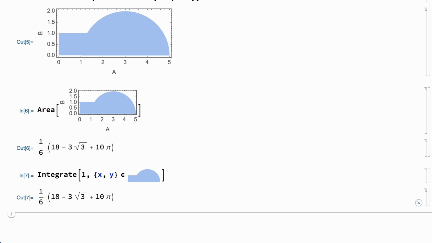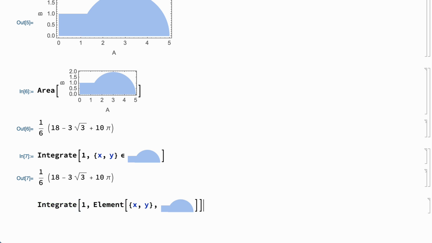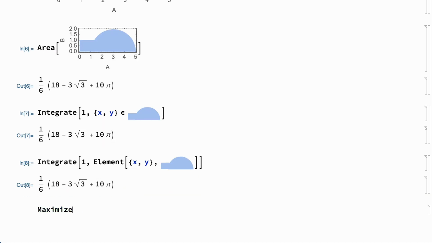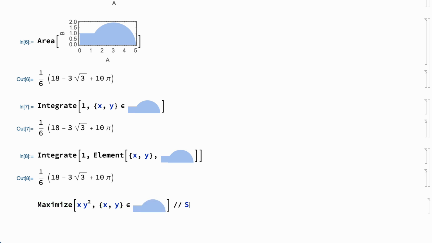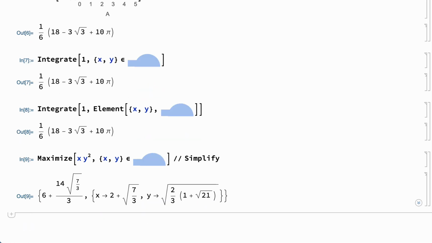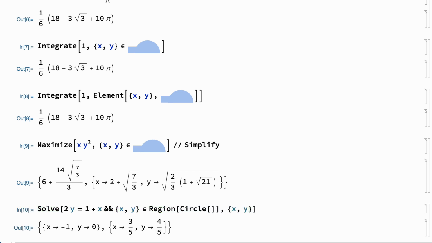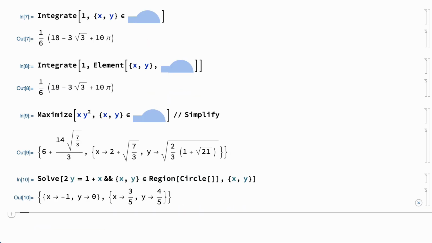The constraint was entered in that example using the element symbol, which is a special notation for the element function. Geometric constraints also work in other functions. For example, this uses maximize to find the maximum of a function over that region. And this solves an equation subject to the constraint that the solution be in a region that consists of the unit circle. These operations also work in other dimensions.